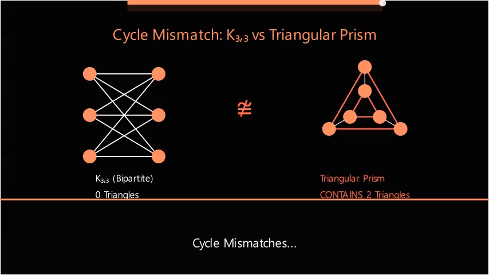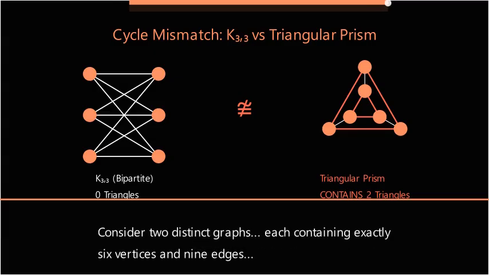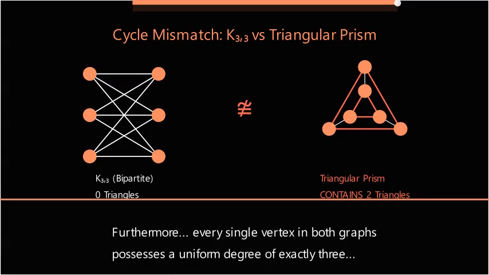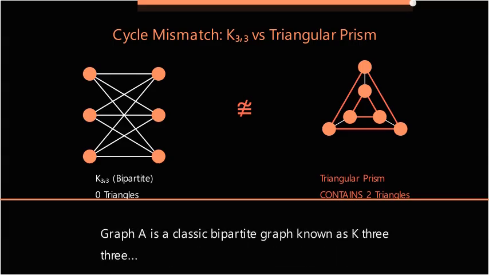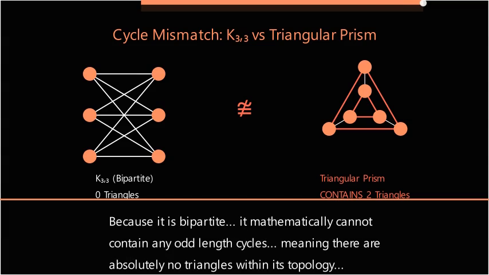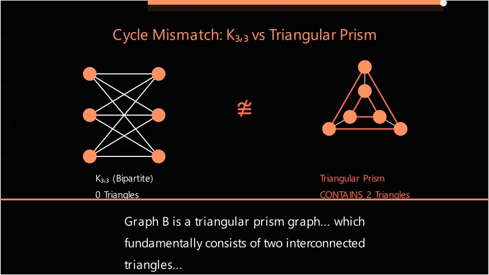Cycle mismatches. Consider two distinct graphs, each containing exactly 6 vertices and 9 edges. Furthermore, every single vertex in both graphs possesses a uniform degree of exactly 3. Graph A is a classic bipartite graph known as K33. Because it is bipartite, it mathematically cannot contain any odd-length cycles, meaning there are absolutely no triangles within its topology. Graph B is a triangular prism graph, which fundamentally consists of two interconnected triangles.